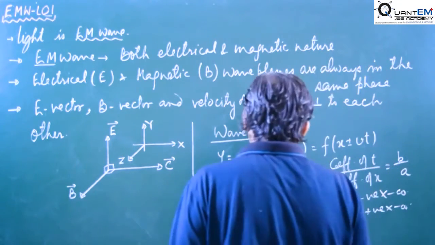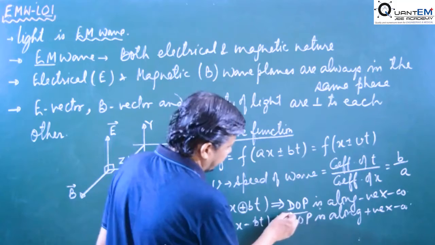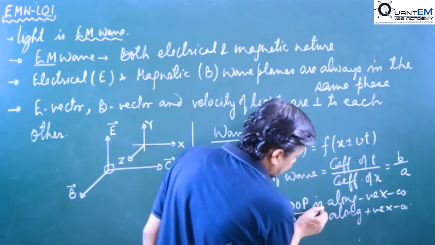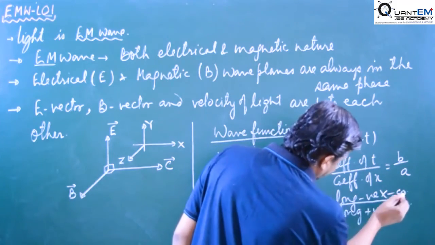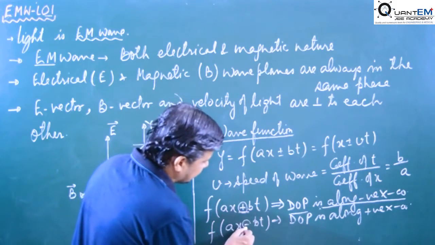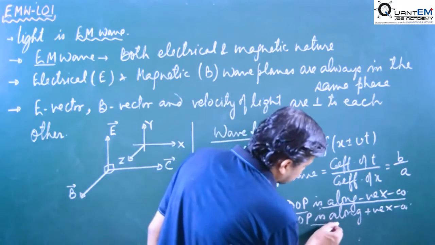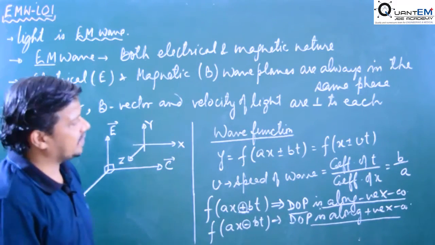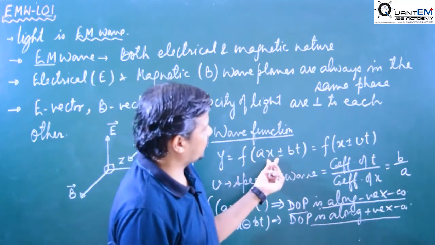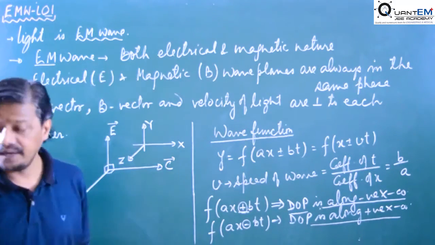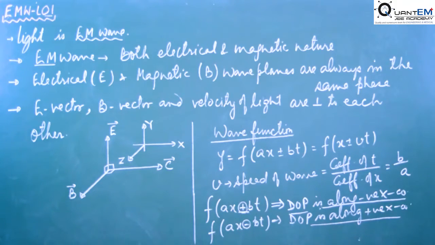तो DOP is here the direction of propagation. तो ax और bt के बीच अगर साइन पॉजिटिव है तो direction of propagation is along negative x coordinate. और जब ax minus bt है then direction of propagation is along the positive x coordinate. Coefficient of t by coefficient of x, that is b by a, is the speed of the wave. तो हम अब इलेक्ट्रोमैग्नेटिक वेव का डिटेल्स में आते हैं.